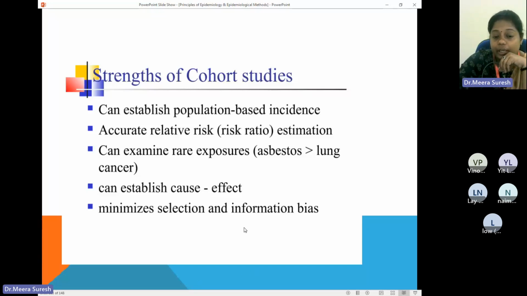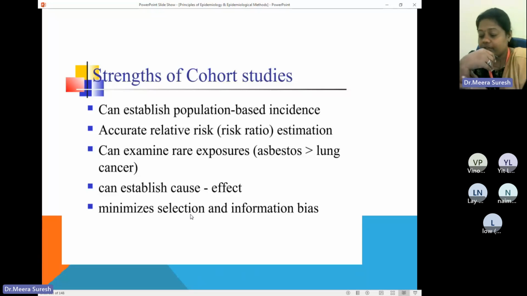And in a cohort study, we can minimize selection and information bias. Selection bias, because we are not selecting from a hospital, we are picking just from a population, so the selection bias will be minimized. See, the term is just minimizing; it is not saying that it is eliminating.